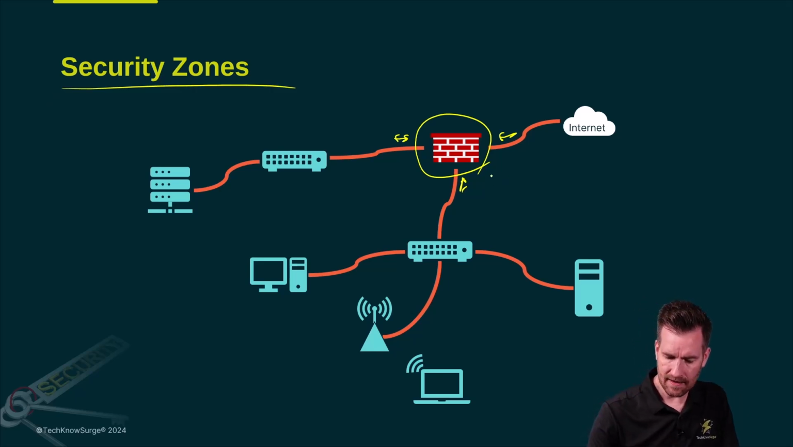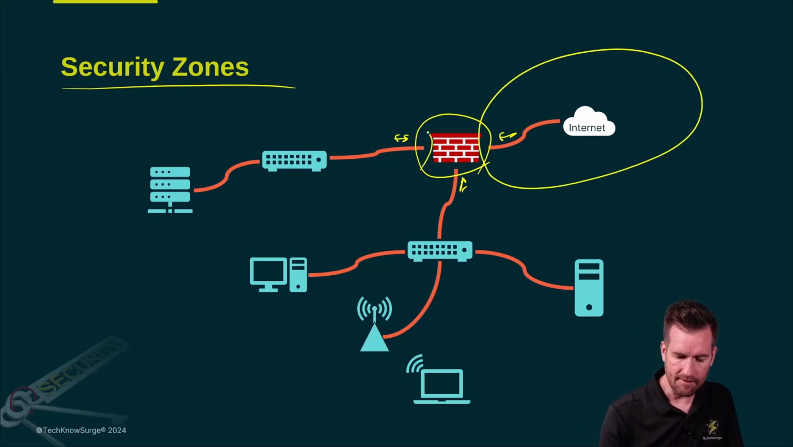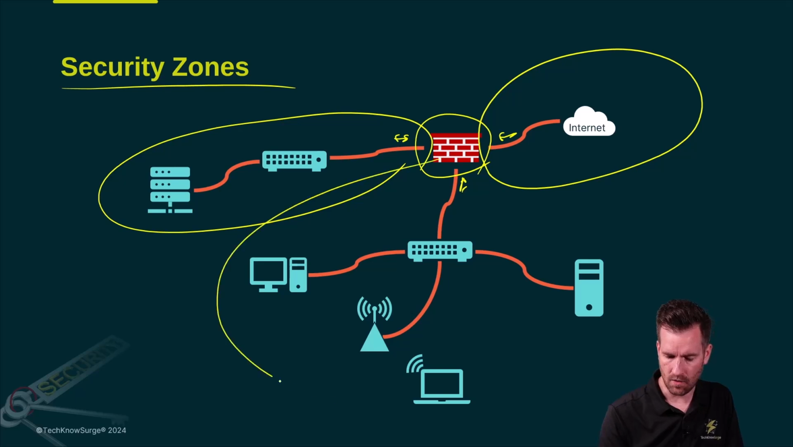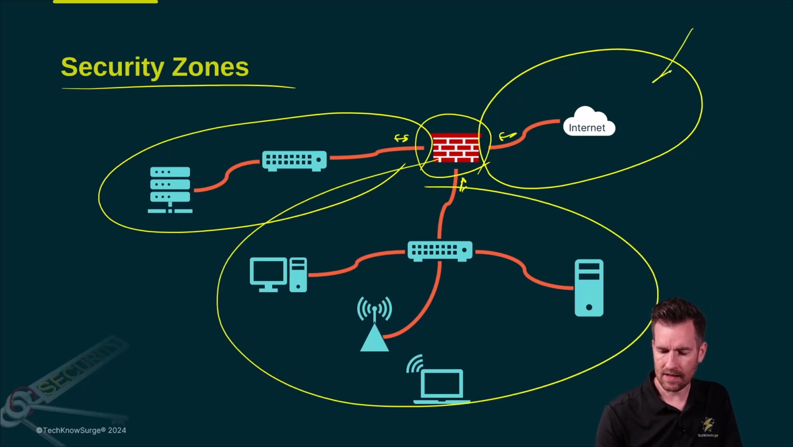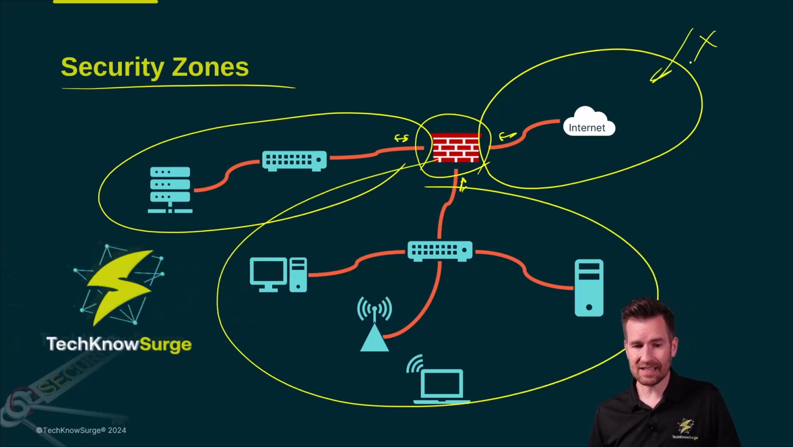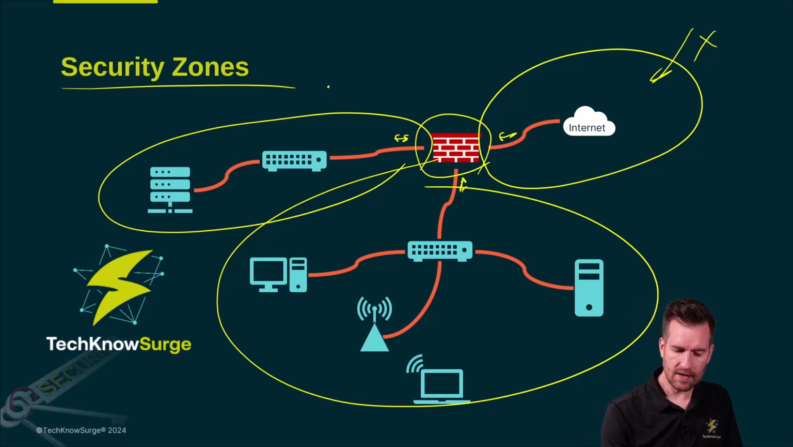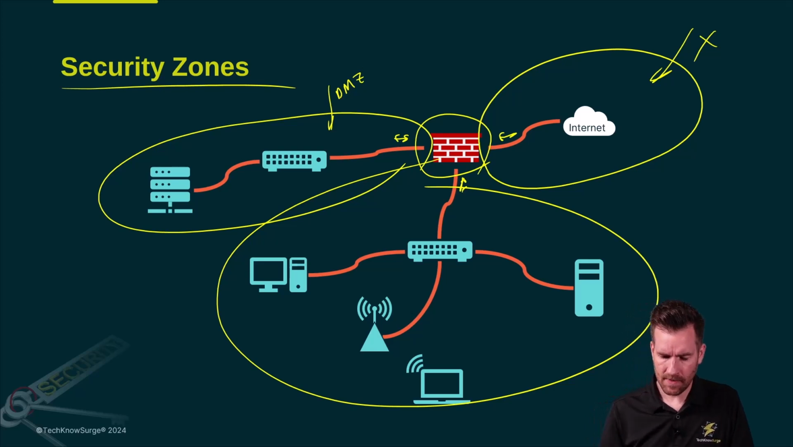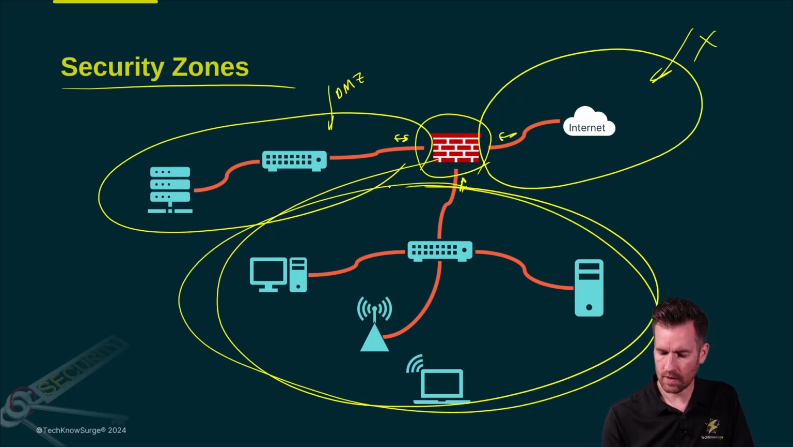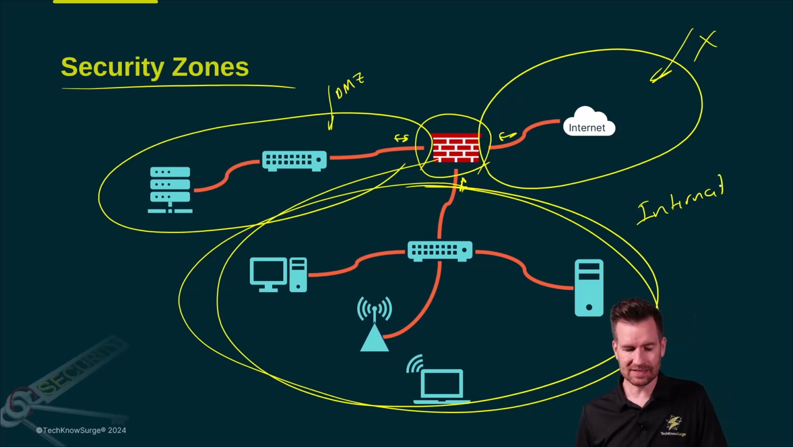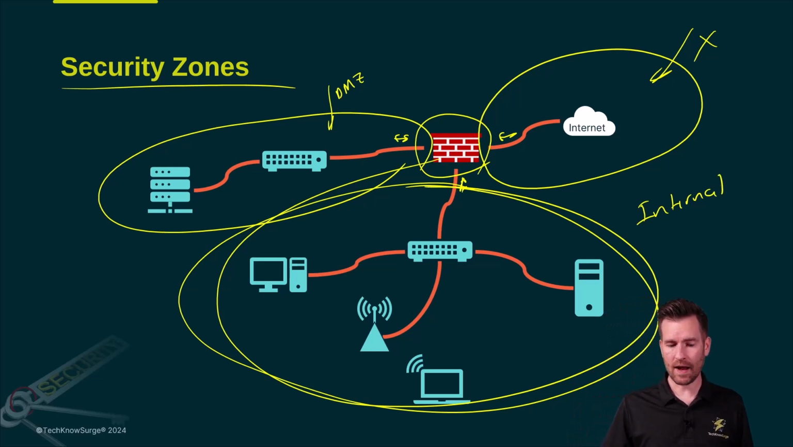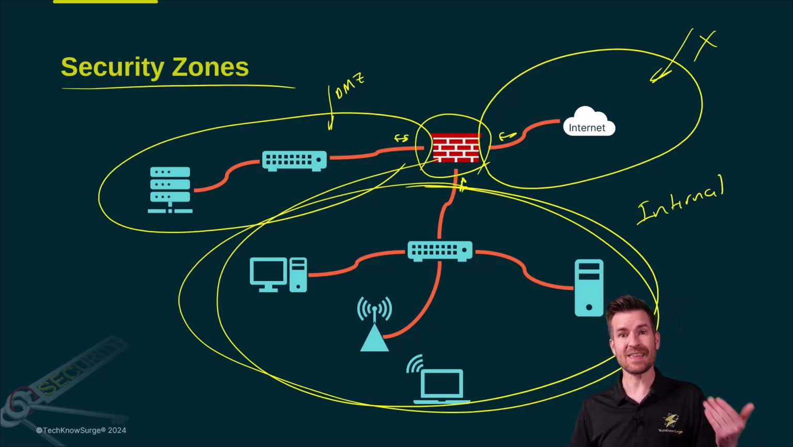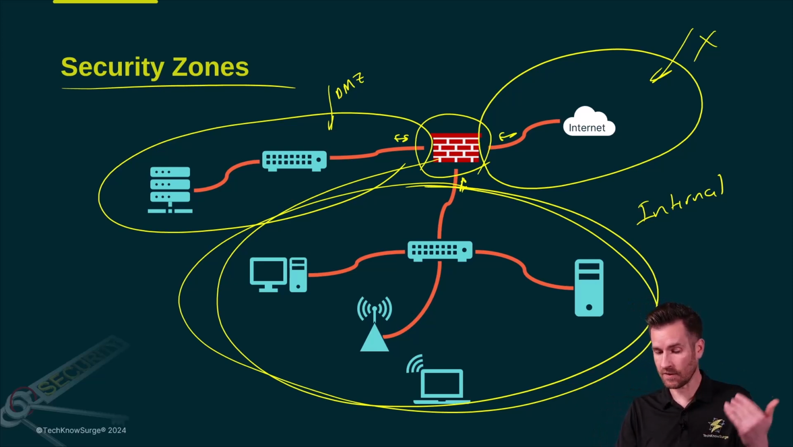So in this instance right here, you really have three different security zones. You've got the internet right here, which is considered the least secure. You've got the screened subnet or the DMZ right here, which is considered more secure. And then you have this zone right here, which is considered the internal network, which is the most secure. And so there are different ways that we can control the traffic coming in and out of these different zones.